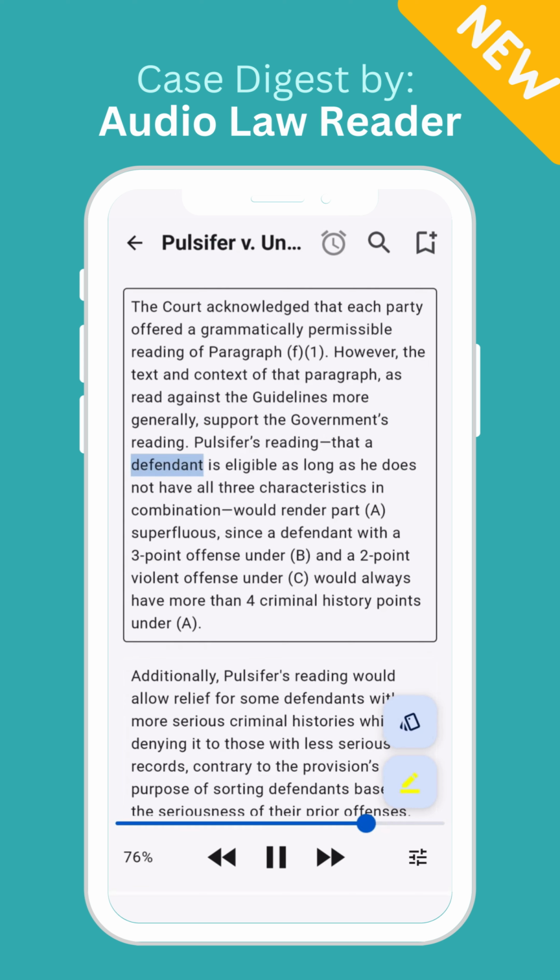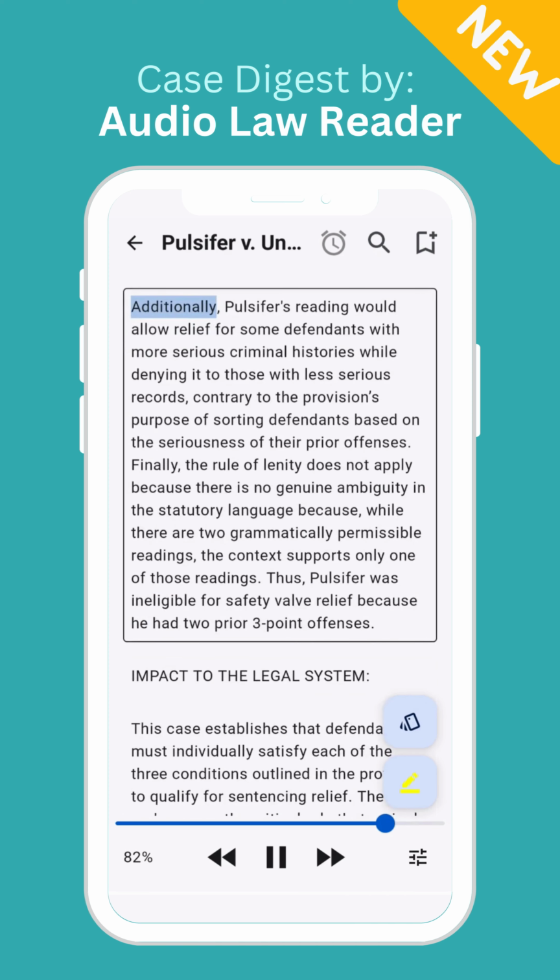Pulsifer's reading, that a defendant is eligible as long as he does not have all 3 characteristics in combination, would render Part A superfluous, since a defendant with a 3-point offense under B and a 2-point violent offense under C would always have more than 4 criminal history points under A. Additionally, Pulsifer's reading would allow relief for some defendants with more serious criminal histories while denying it to those with less serious records, contrary to the provision's purpose of sorting defendants based on the seriousness of their prior offenses.